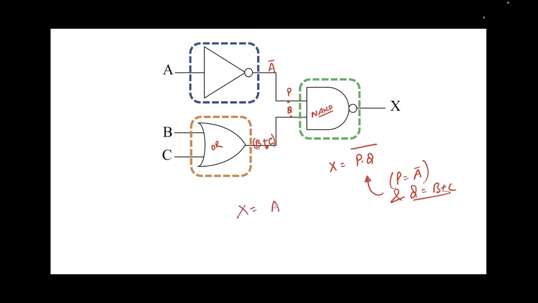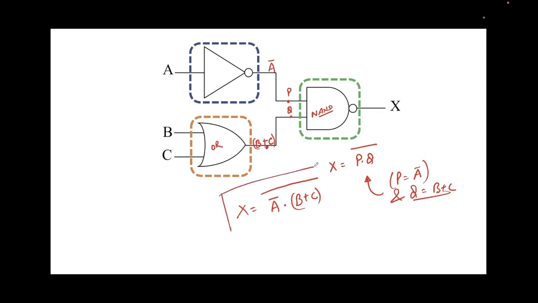P is nothing but A bar. Note that P is nothing but A bar times, this dot denotes a multiply, times Q. Q is nothing but B plus C. And then finally we have this whole bar. So this is what it comes out to.